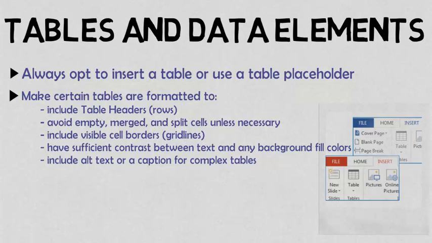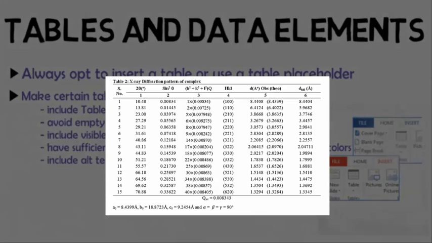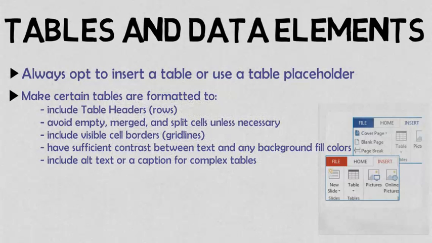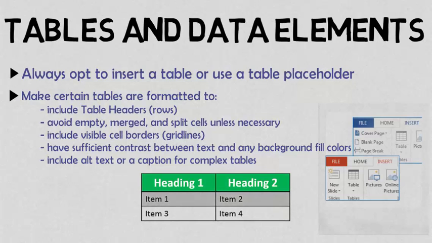Beyond the structure of the table, formatting is important so it is visually perceivable by as many people as possible. This would include making sure cell borders or grid lines are always visible. This can be very important to someone navigating a table using a screen magnifier. Additionally, make certain to have sufficient contrast between the color of the text and any background fill colors.